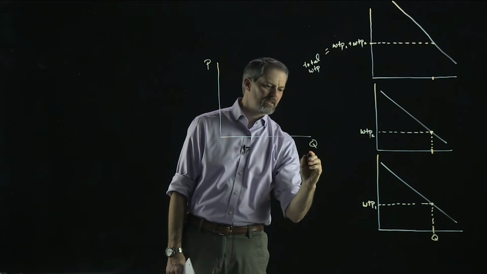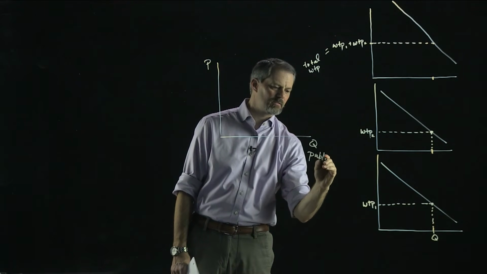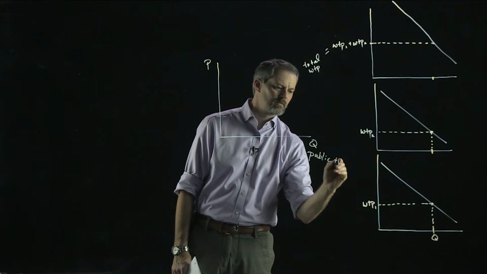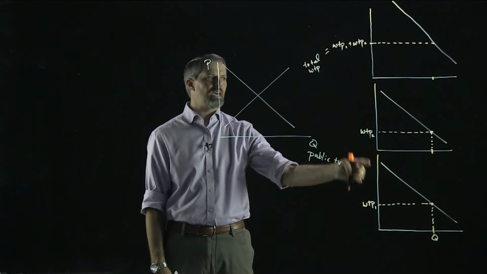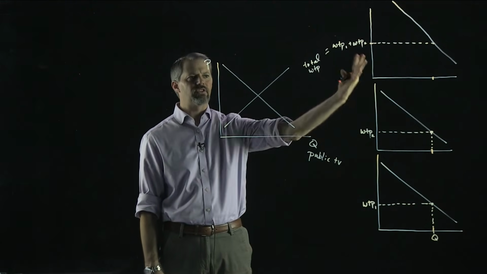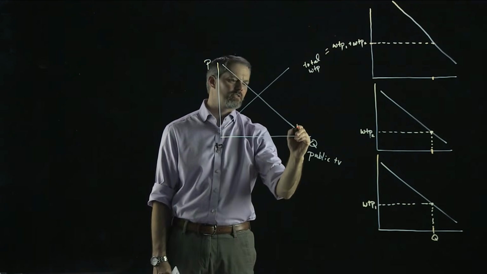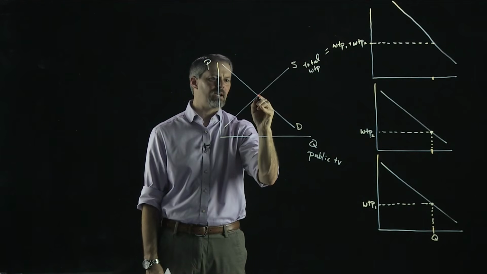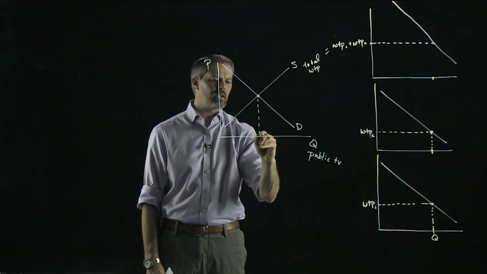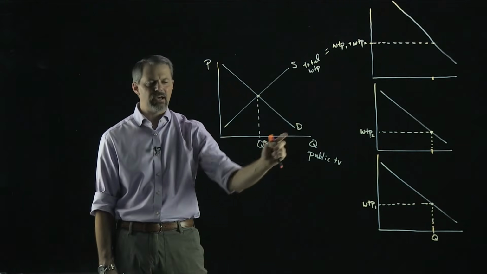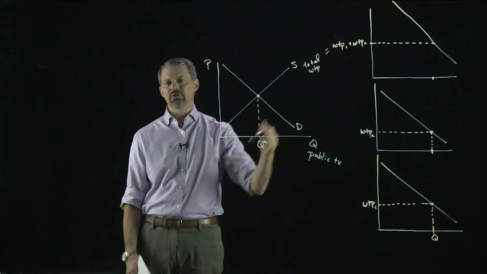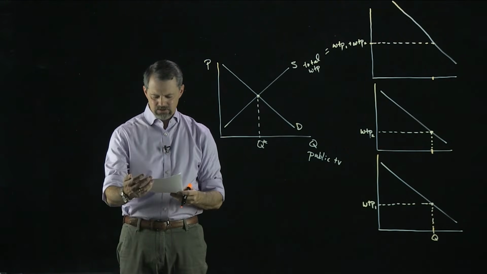So if we were to think about this as being public television, then there's some supply curve, there's this market demand curve that we've gotten through this vertical summation. Here's the market demand curve, the market supply curve, and the optimal quantity, of course, would be that quantity right there, where that demand curve is the vertical summation of the individual demand curves.